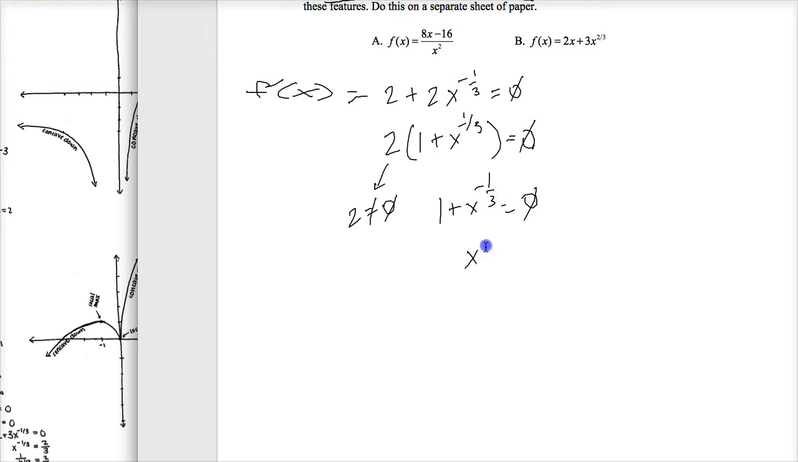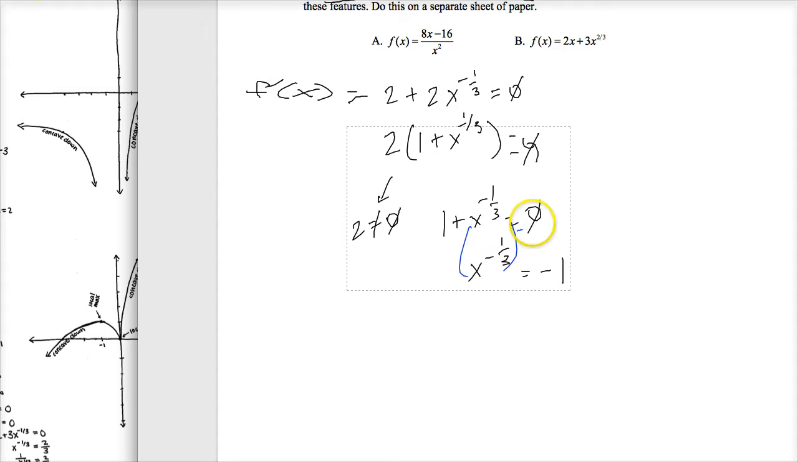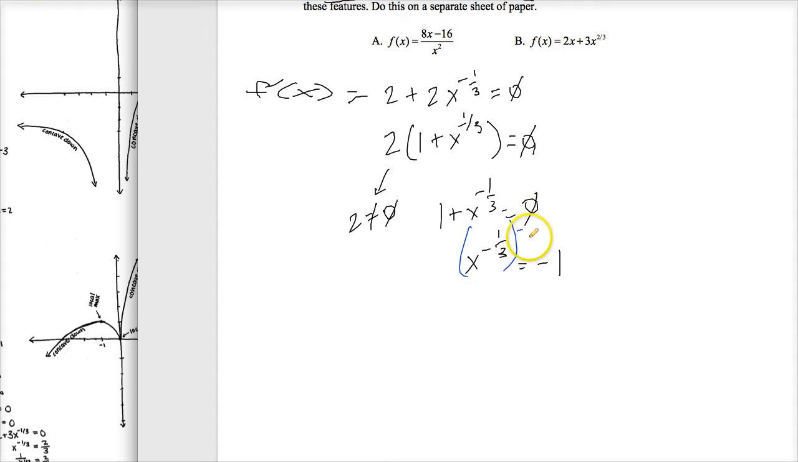I'll subtract 1. And then I'll raise both sides to the negative 3 power. I'll raise this to negative 3, and I'll raise this to negative 3. And what I end up getting is that x equals negative 1.